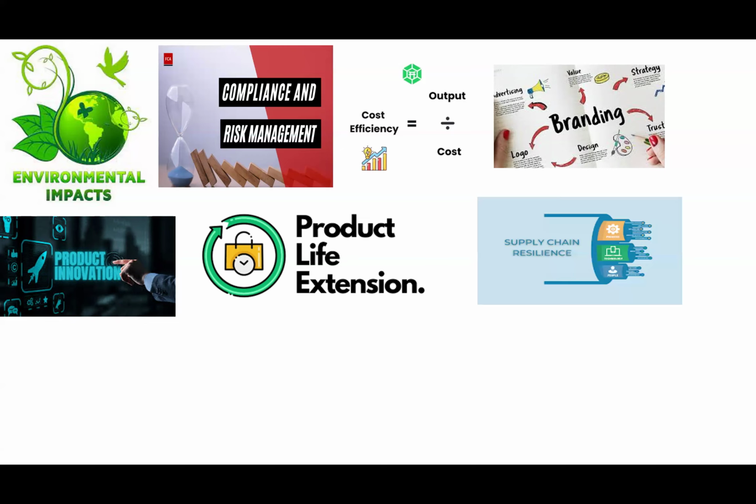Supply chain resilience. Sustainable sourcing and circular supply strategies reduce dependence on limited or volatile raw materials. This builds a more stable and adaptable supply chain in the face of environmental and geopolitical disruptions.